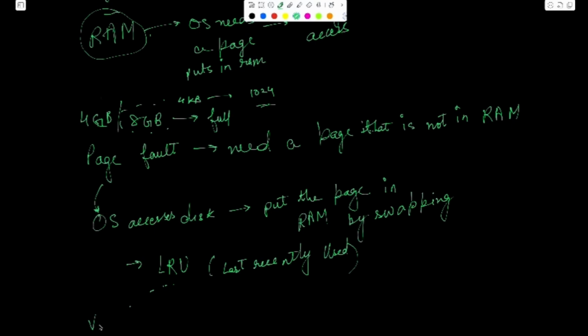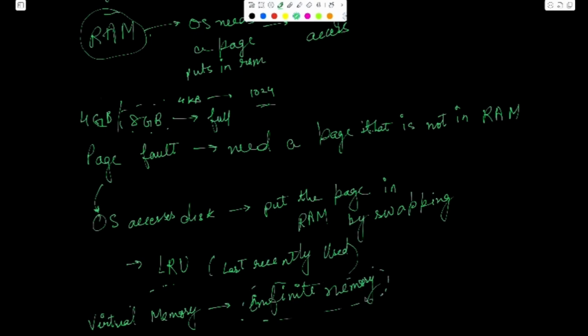So this is the concept of virtual memory, that your program feels that it has more memory than RAM. Technically, given the program size, it appears like it has infinite memory, especially if the RAM is bigger. So it gives an illusion of infinite memory. So that is what virtual memory is all about.